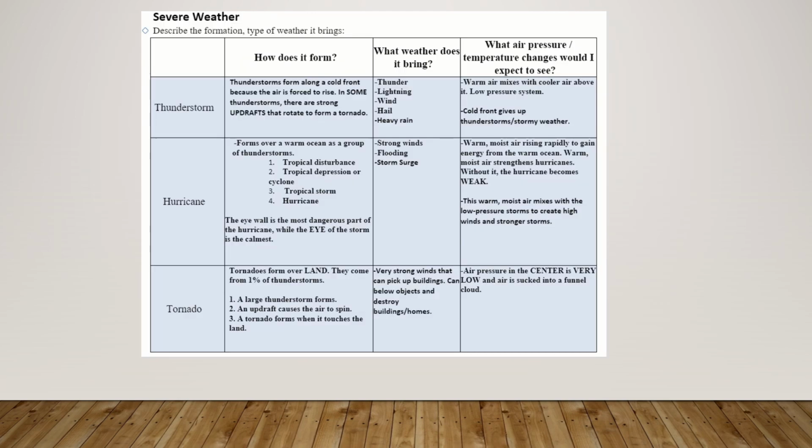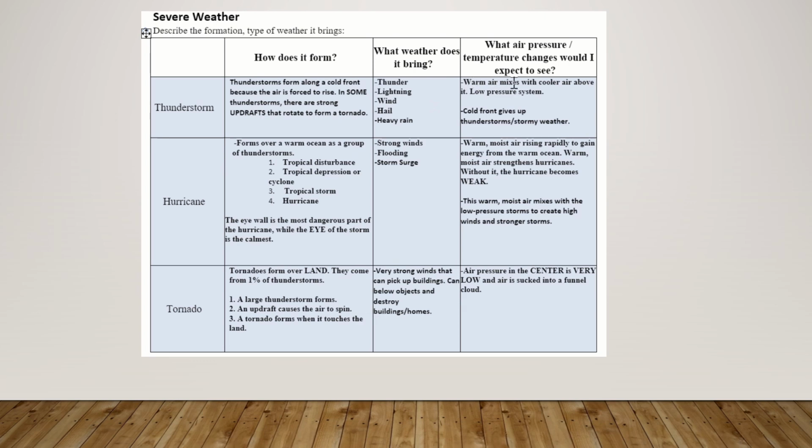All right, let's review some severe weather. Our three severe weathers were thunderstorm, hurricane, and tornado. How does it form? Thunderstorms form along a cold front. Remember, the warm air is forced to rise. Some thunderstorms have really strong updrafts that begin rotating to actually form a tornado. What do they bring? Thunder, lightning, wind, hail, and heavy rain.